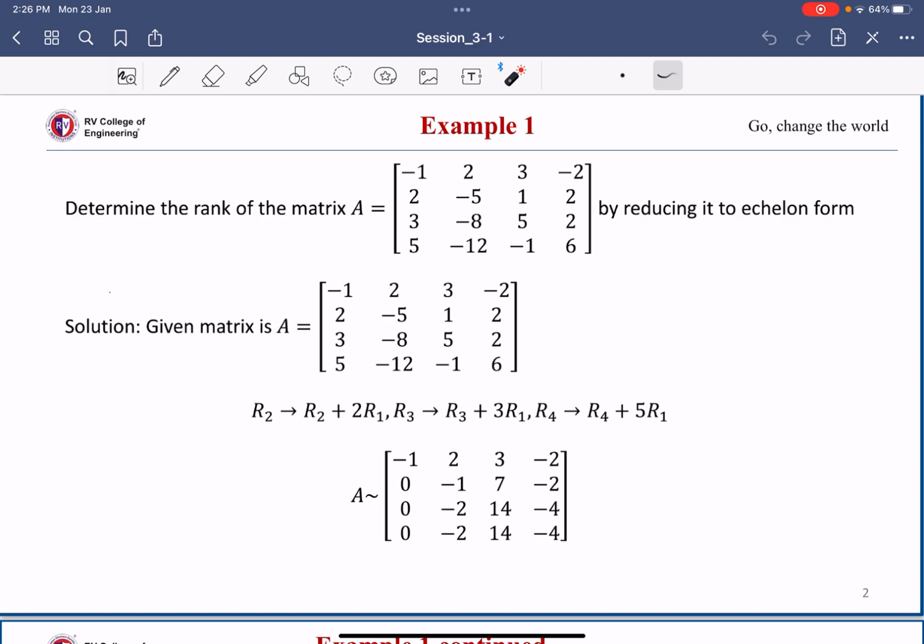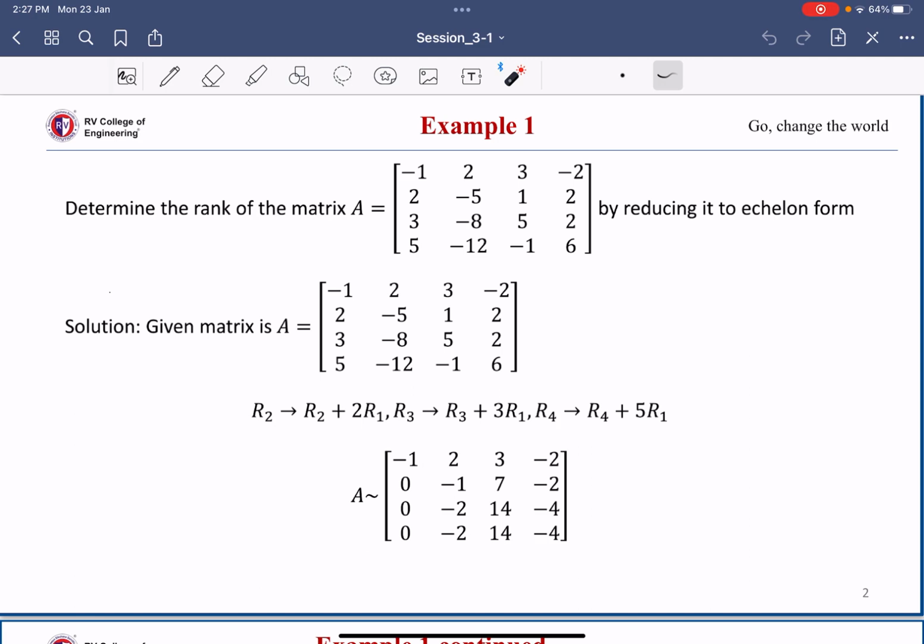So first of all, how does the echelon form of the matrix look? What are the properties of echelon form of a matrix? In echelon form of a matrix, all the entries below the leading entry must be 0 and the number of zeros appearing before the leading entry must be greater than that in the previous row.